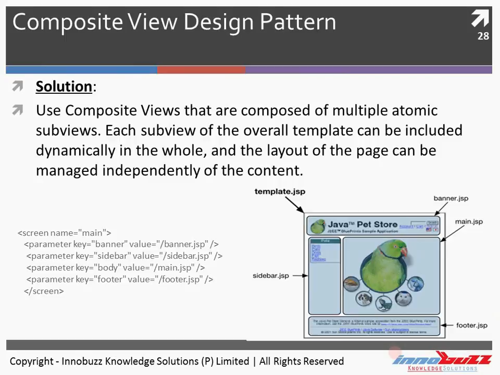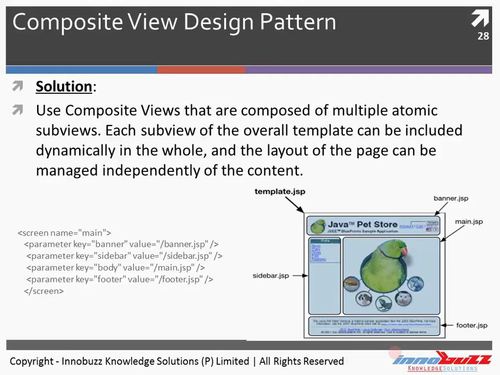Here the single JSP is made up of a template JSP, which has a header part that acts as a banner, a sidebar which is navigation, and a footer JSP. So a JSP made up of different JSPs gives you a composite view. This gives you a separation of views. You can reuse them for each and every page of your application, and the header and footer may not change, so you can keep this template as it is. This is the advantage of the composite view design pattern.